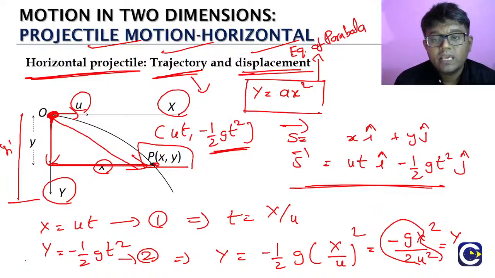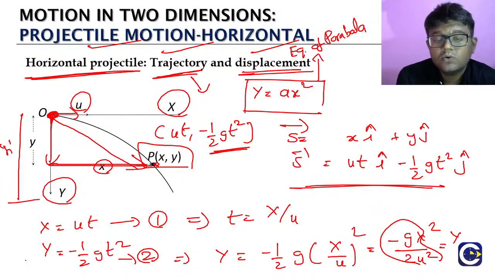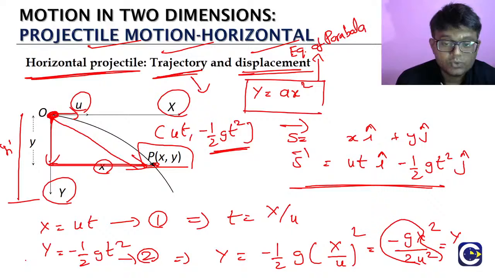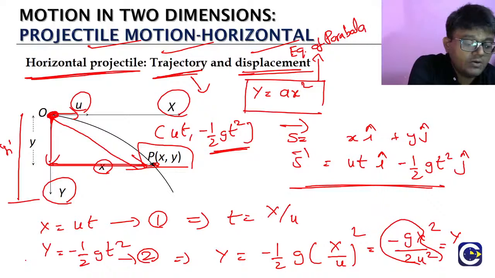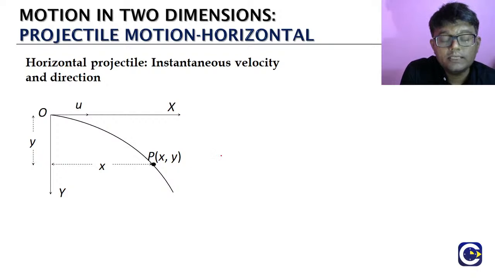Y is equal to a into x square. You see here the equation is coming as y is equal to minus g by 2u square into x square. If you take the minus g by 2u square value as a constant a, this is like y is equal to a x square, hence parabola. Okay, so we have done the trajectory and then also the displacement.